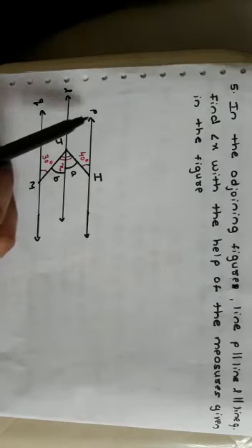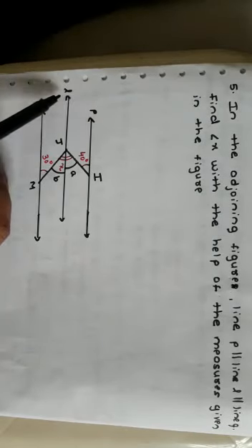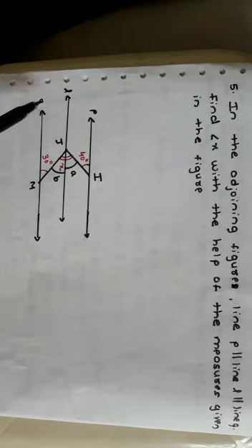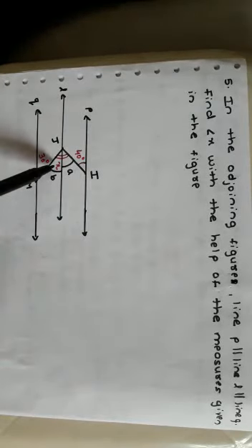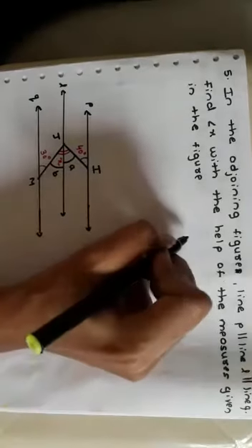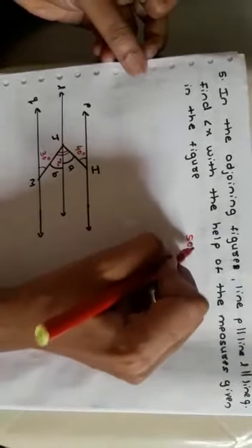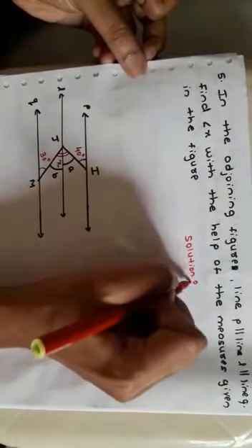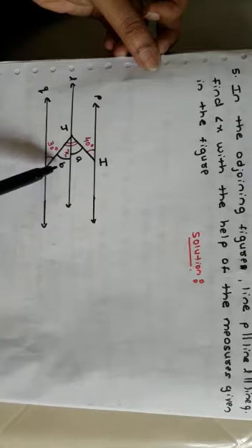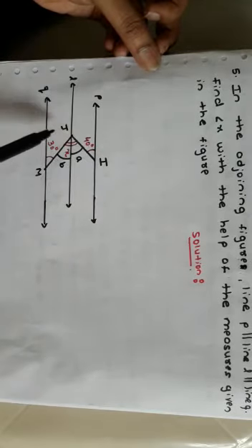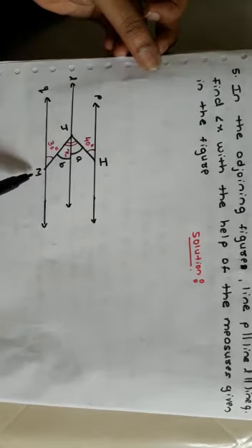In the figure, line P is parallel to line L. Line L is parallel to line Q. We have to find the measure of angle X. Solution. Consider angle A, angle B, point I, point J and point M as shown in the figure.